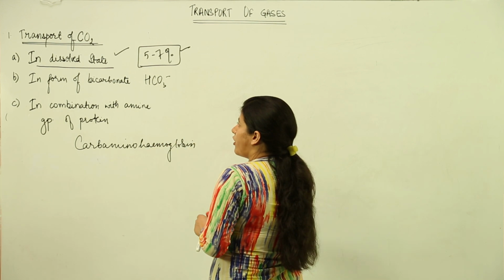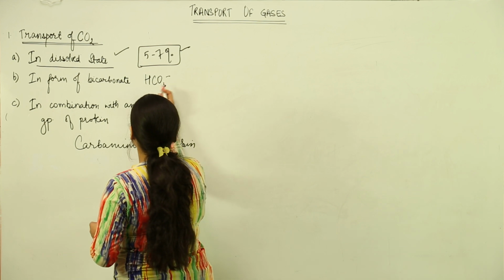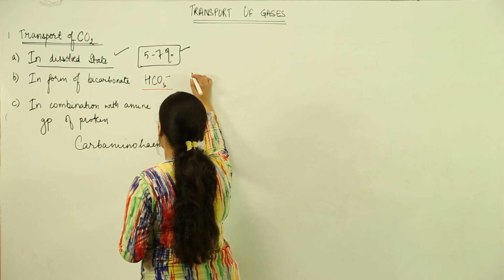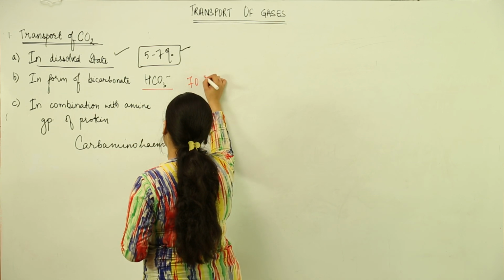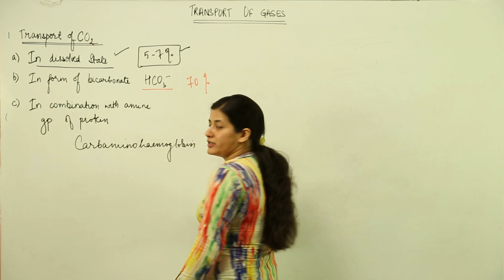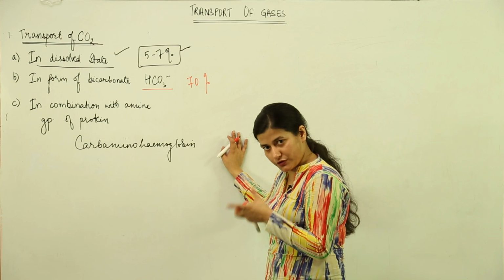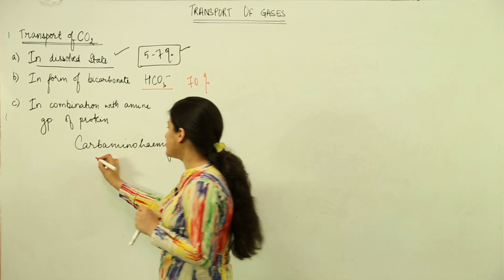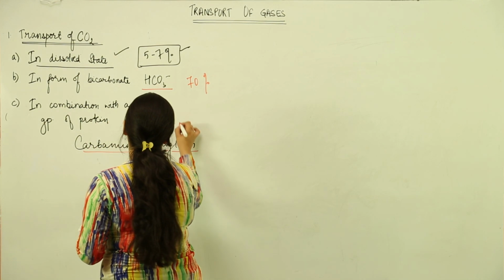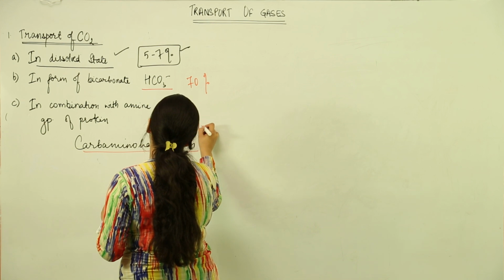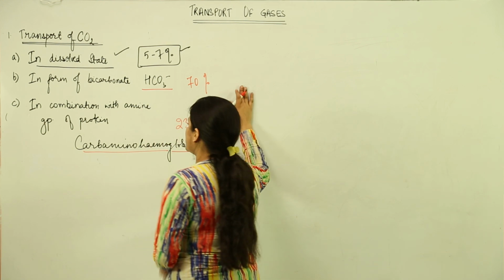When I talk about the form of bicarbonate ions, these bicarbonate ions would be able to carry as much as 70% of carbon dioxide to the tissues. They would be contributing to 70% transport of carbon dioxide. And when I talk about carbaminohemoglobin, this is as much as 23% of the entire carbon dioxide transport.